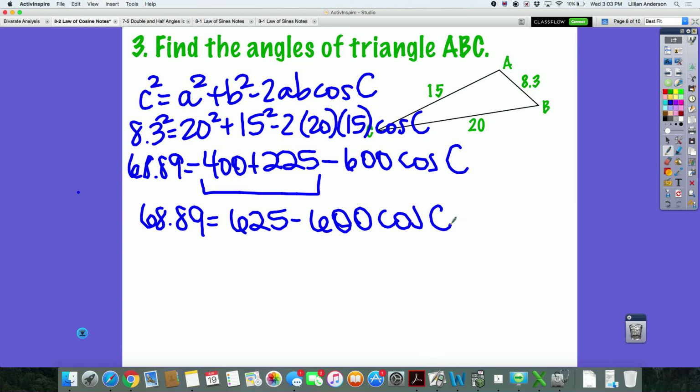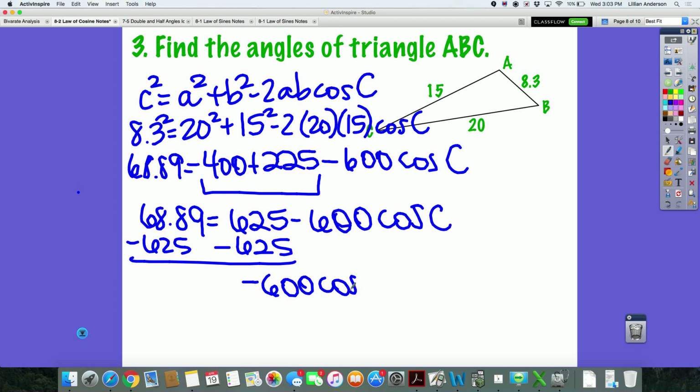And so now we can solve this like just a regular equation. Subtract 625 from both sides. What is that? Nope. What's 68.89 minus 625? Negative 556.11. And then we're going to divide by negative 600.